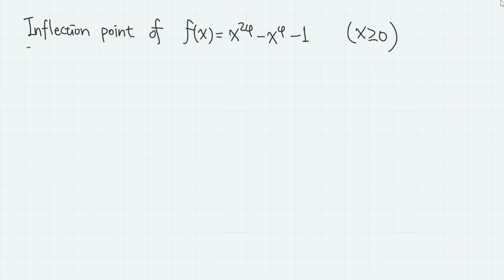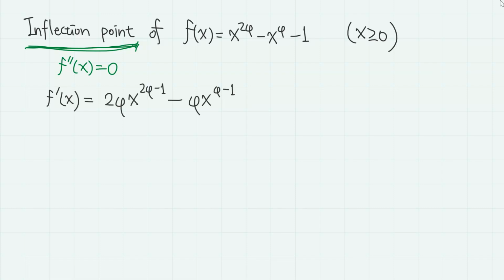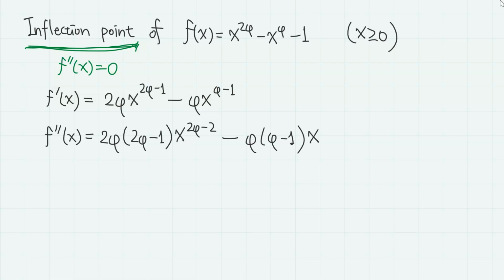Now the second part, the inflection point, where the curvature of the function changes. It is the point where the second derivative is 0, so let's take the second derivative. From this derivative that we previously obtained, the second derivative is 2 phi times (2 phi minus 1) times x to the power of 2 phi minus 2, minus phi (phi minus 1) x to the power of phi minus 2. So notice that we have phi x to the power of phi minus 2 here, and phi x to the power of phi minus 2 also hidden in here.